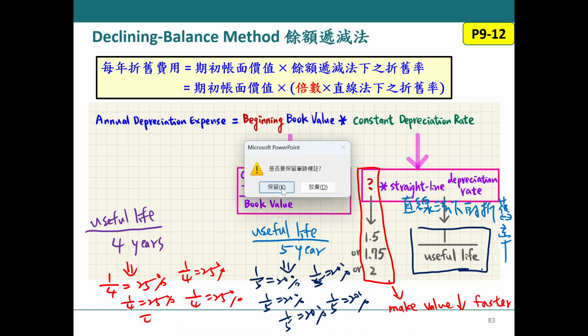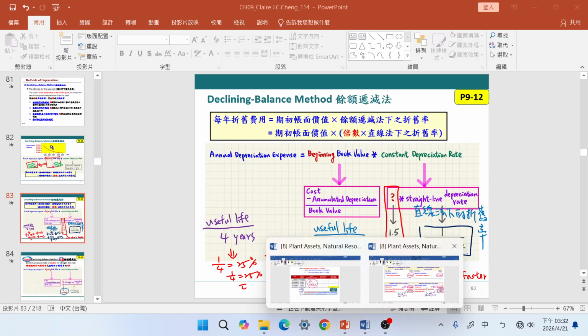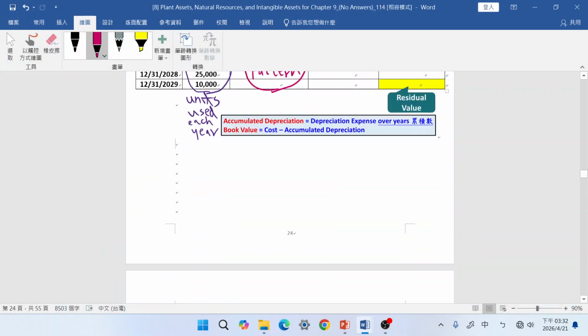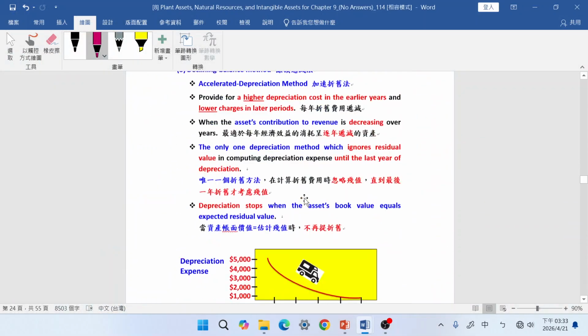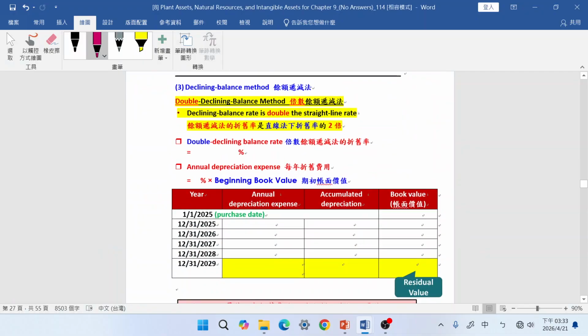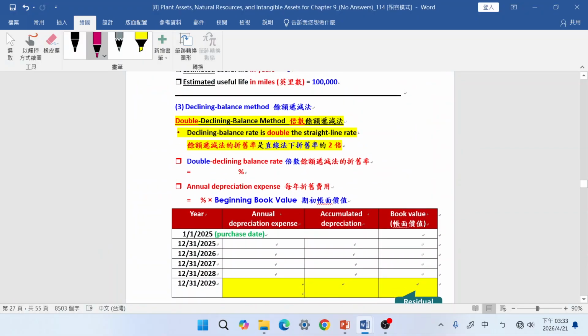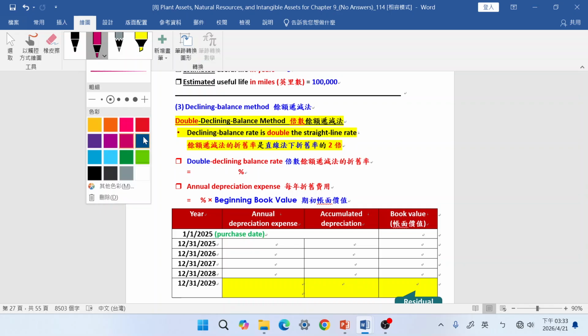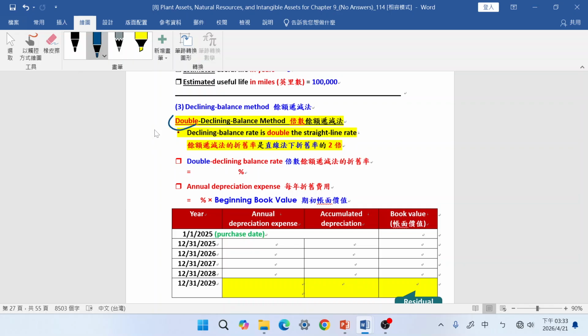Okay? Your handout on page 27. Did you find out what's the number we are going to choose? Double declining balance method, 倍数余额递减法. So based on the double, you should choose the number 2, right?